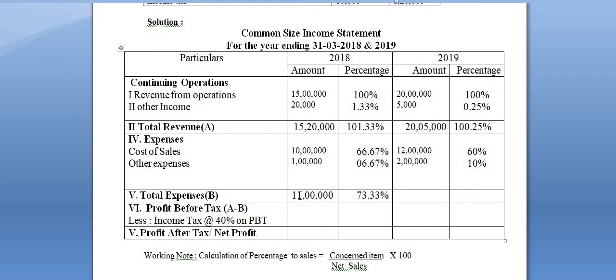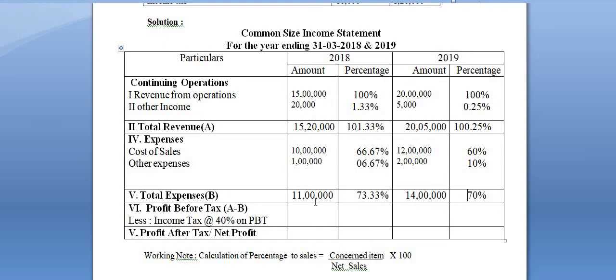Okay, next one, 12 lakh plus 2 lakh. Total is 14 lakh. Total expenses are 14 lakh. 14 lakh divided by 20 lakh into 100 is equal to 70%. Okay. Now we have calculated revenue from operations, that is total revenue, and total expenses.